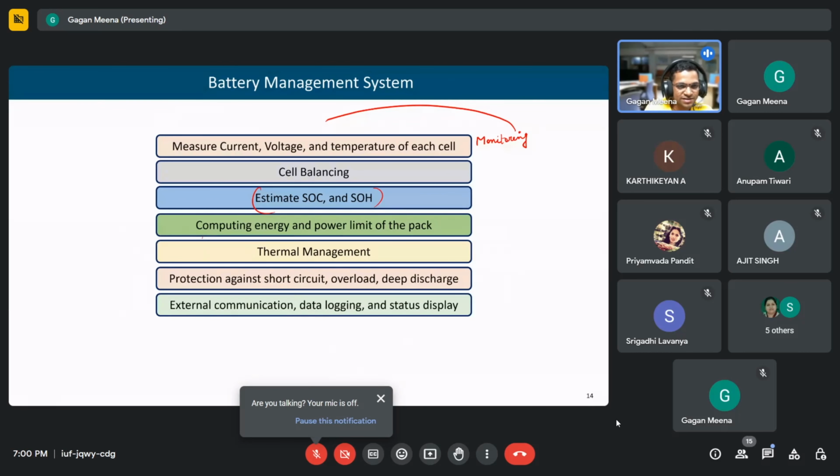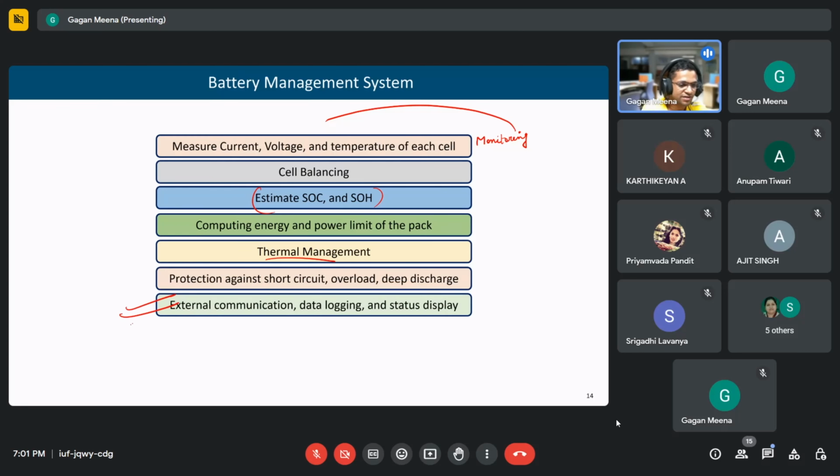The next is computing the energy and power limit of the pack, thermal management, and protection against any kind of short circuit, overload, deep discharge, and overcharge. These are also very important.